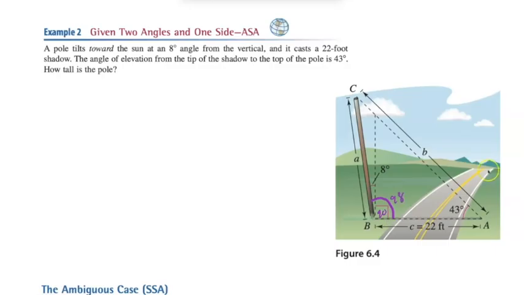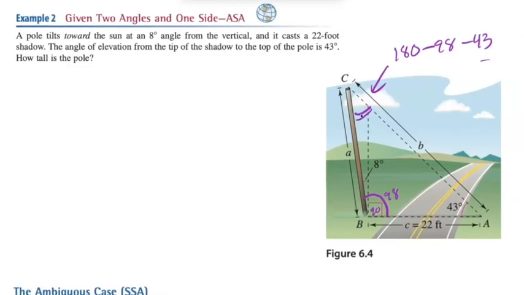What I really need to do, if I want to find out what a is, is notice this is not a right triangle because there's a little bit more right there. I want to figure out what a is. 98 goes with b, nothing there. 43 goes with a, nothing there. 22, nothing here, but I actually could find this angle. That's going to be 180 minus 98 minus 43, which is 39. This is 39 degrees. And now we have a pair.